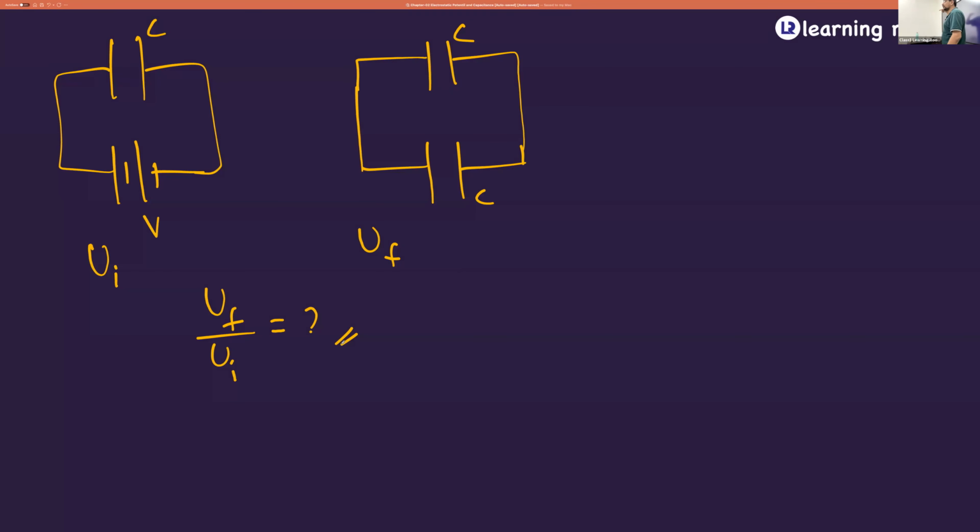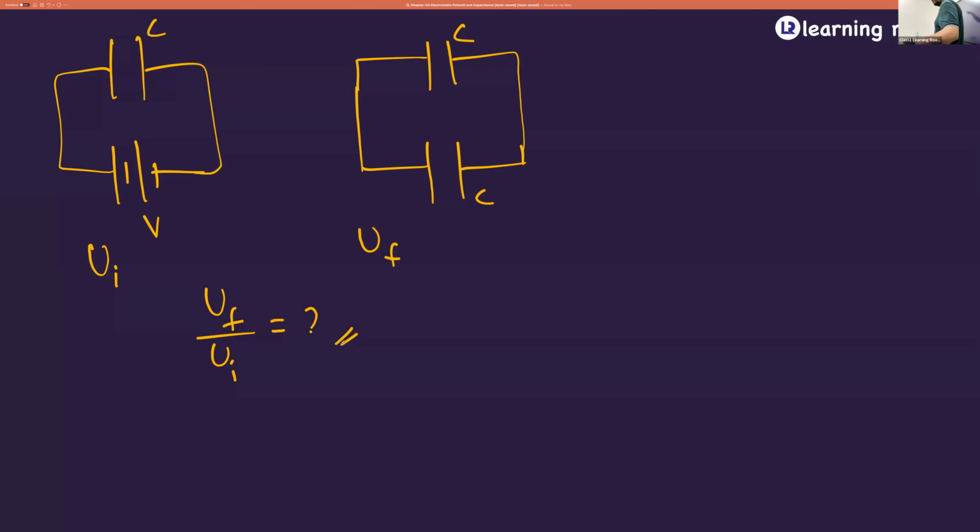Potential, you are talking about half of V. So here it will be V by 2, here it will be V by 2. That is a common potential. Yesterday I gave you a formula, no? C1 V1 plus C2 V2 by C1 plus C2. If you do that, you will get V by 2 here, V by 2 here.